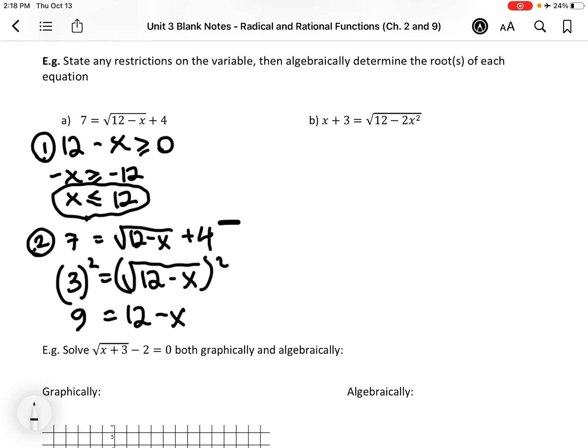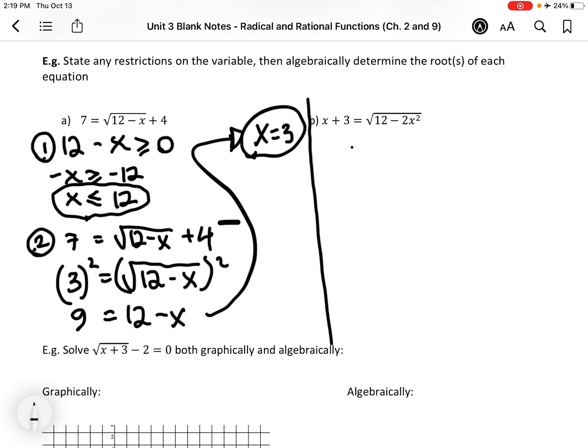From here, think, 9 equals 12 minus x, so x has to equal 3. Now, at this point, you need to check a couple of things. Number one, is 3 less than or equal to 12? That goes back to your restriction from the first step.